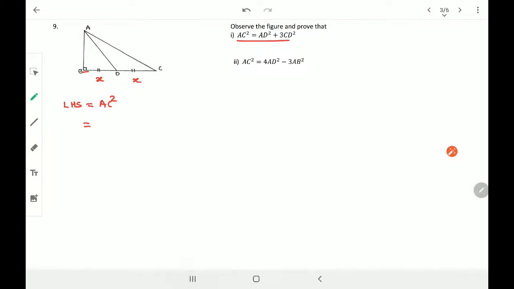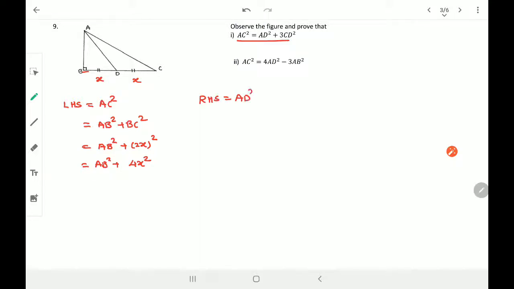So AC square is equal to, as I know, AB square plus BC square using Pythagoras theorem. Check it. So this is going to be AB square plus BC is 2x, the whole square, which is AB square plus 4x square. That's it. Getting it? Fantastic. Now, either I can go for RHS or I can simplify this. But before simplifying this, I would like to go for RHS. If I'm not able to get it, then I will simplify that.